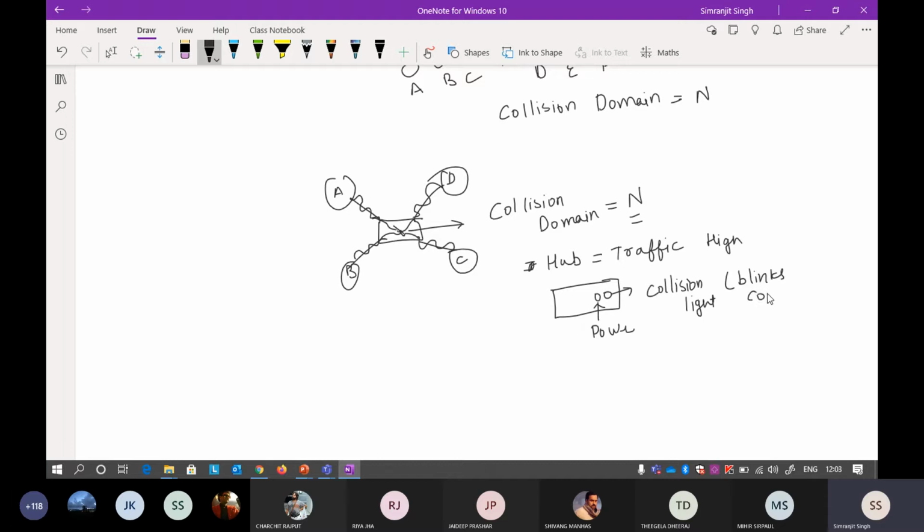Okay, so if you stand near a hub, you will see that this particular light will continuously be blinking to indicate that the collisions are occurring very frequently. That is why, in the case of a hub, the traffic is very high, due to which the collisions are also very high. The only advantage of this hub is that it's very cheap. That is why this is very useful in many scenarios, because it's very cheap.